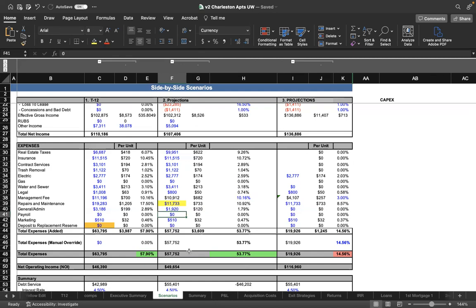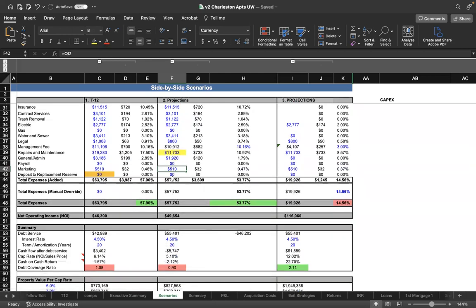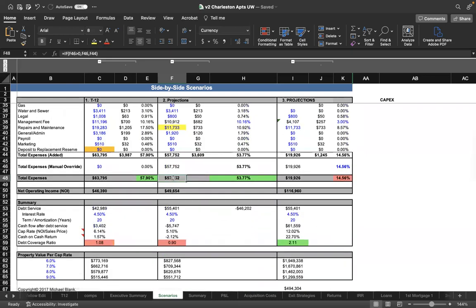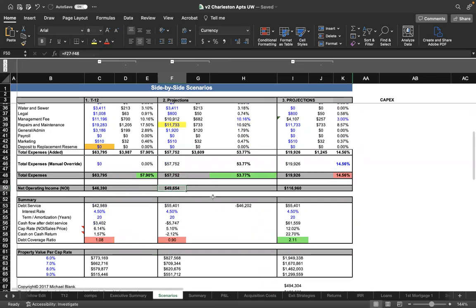There's no payroll because the asset is not large enough to support payroll. And marketing is $510, and that is, again, from the T10 numbers projected annually. Going down, we have total expenses, and then NOI. So total income, cell F27, subtracted by the total expenses, F48, gives us our NOI.